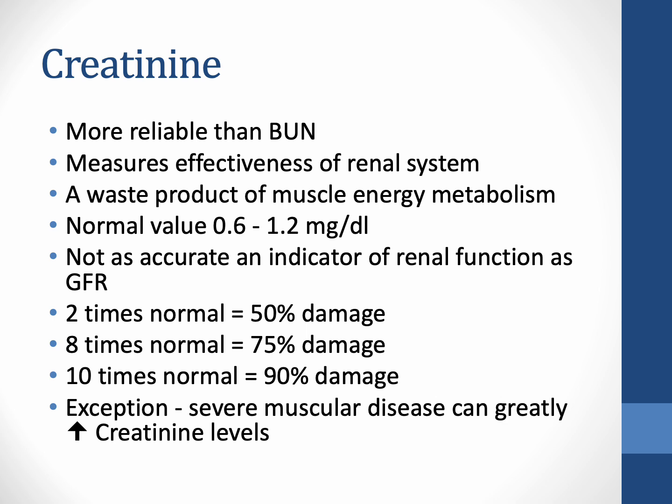Creatinine is a more reliable indicator of renal function compared to blood urea nitrogen. It is a waste product generated from muscle energy metabolism. The typical creatinine range is 0.6 to 1.2 milligrams per deciliter. While not as accurate as a GFR or glomerular filtration rate, creatinine levels provide insight into kidney health.